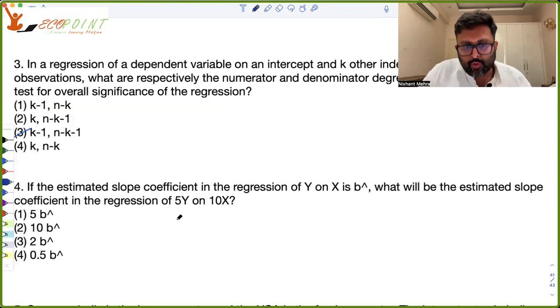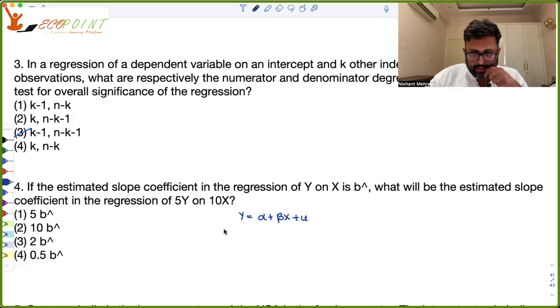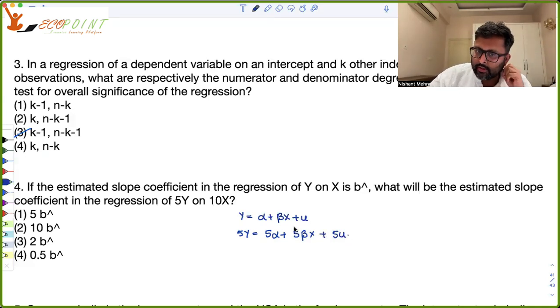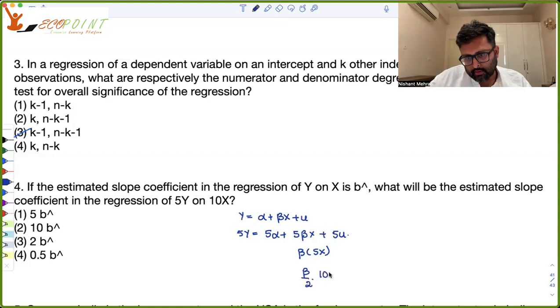If the estimated slope coefficient in the regression of y on x is beta hat, what will be the estimated slope coefficient in the regression of 5y on 10x? So y equals alpha plus beta x plus u, and 5y equals alpha plus beta x plus 5u, right? Now you tell me one thing. Just focus on this part. If I write beta upon 2 in place of this, 10x, don't you think it is going to give me the same answer? Beta upon 2 times 10x is nothing but beta times 5x. So the regression of 5y on 10x is going to give you the slope coefficient of beta hat by 2. This is the answer, right?